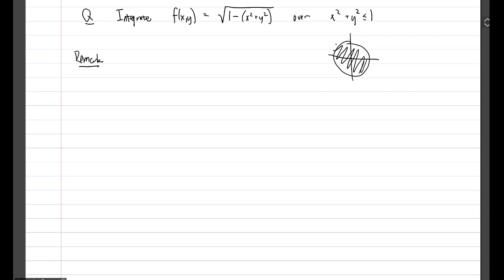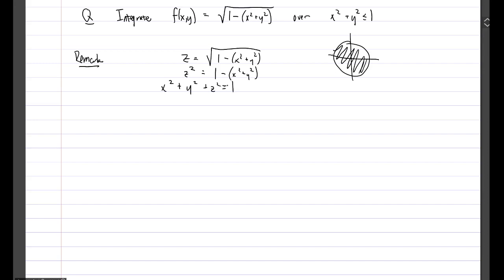Also, as long as we're doing remarks here, let's note that the graph of the function would be z is equal to root 1 minus x squared plus y squared. And so if we square both sides, z squared is equal to 1 minus quantity x squared plus y squared. Let's add what's in parentheses on both sides, and we'll have x squared plus y squared plus z squared is equal to 1.